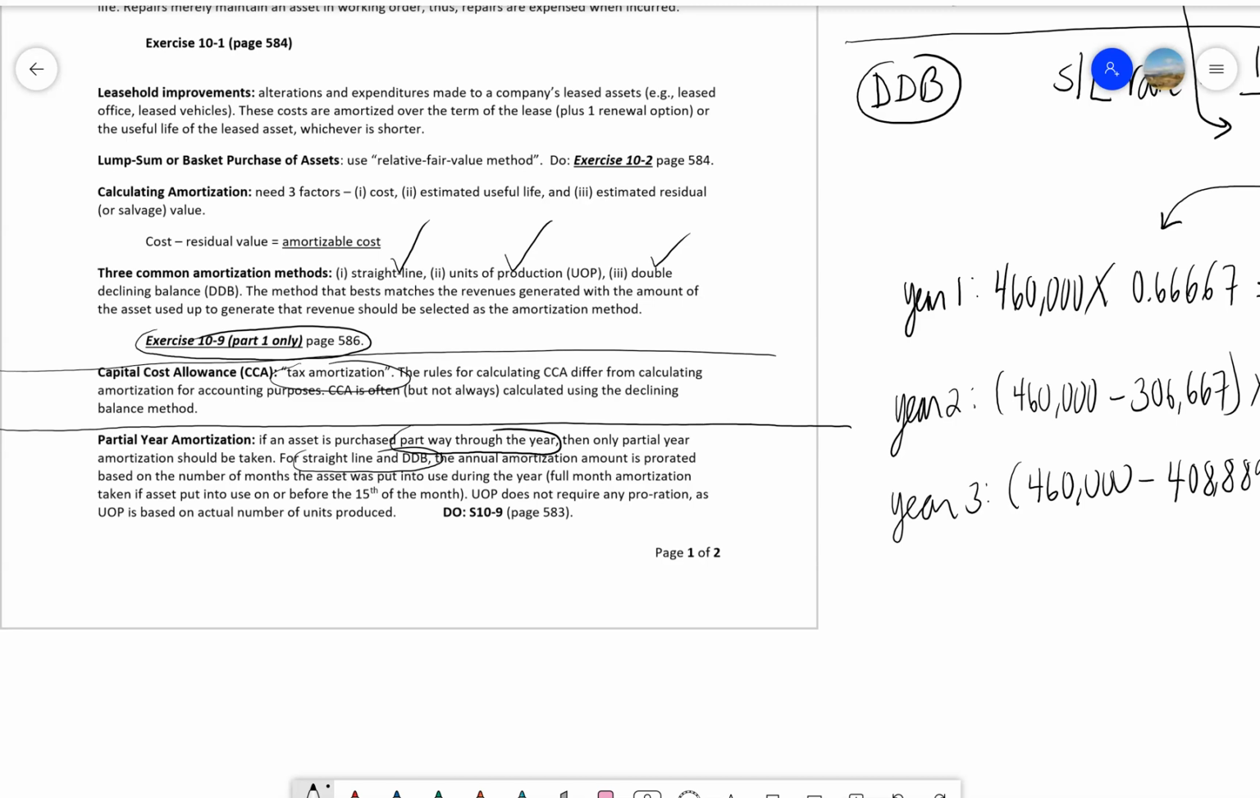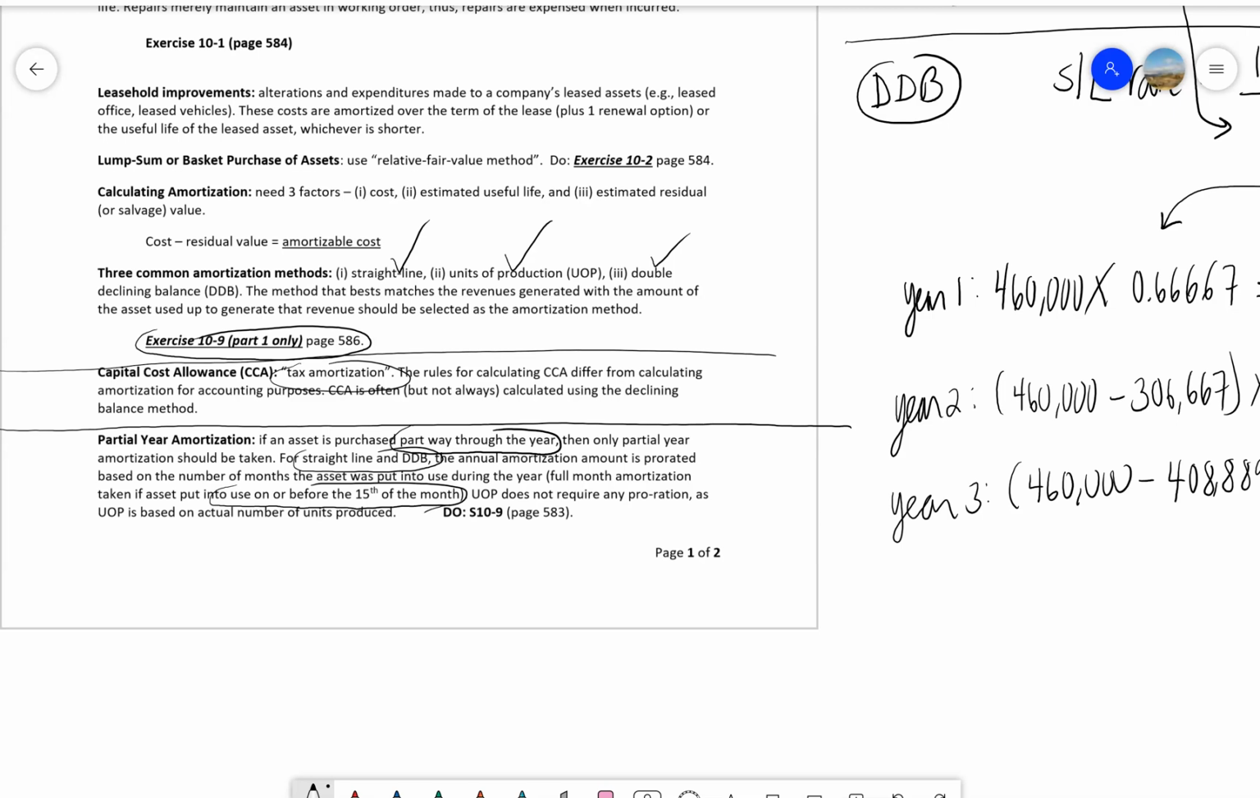So for straight line and double declining balance, you figure out the annual amortization in that first year, and then you prorate it based on the number of months. But what if you bought the asset partway through the month? Well, the rule is that if you put the asset into use on or before the 15th of the month, you include that month. If you put the asset into use after the 15th, so let's say on the 20th, then you don't take amortization until starting the next month.